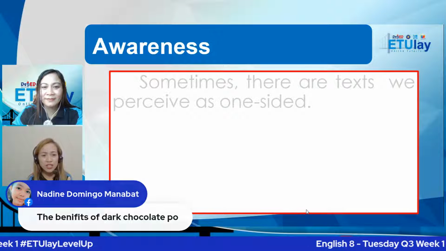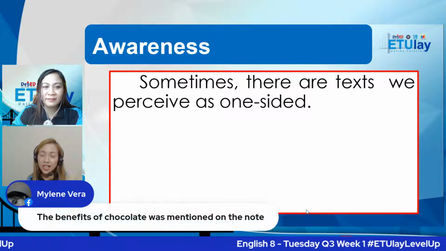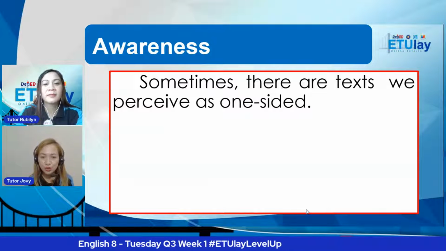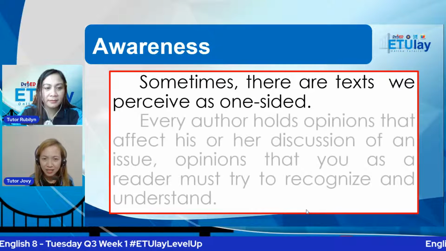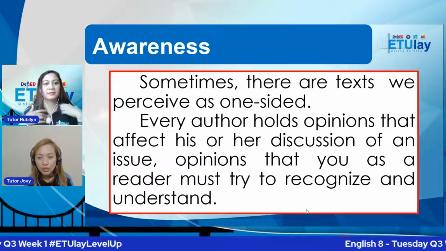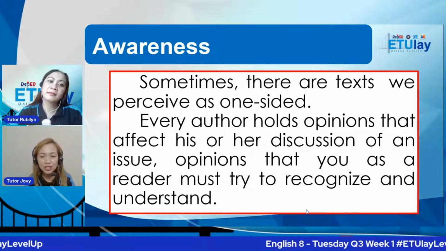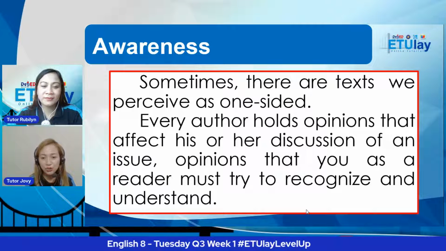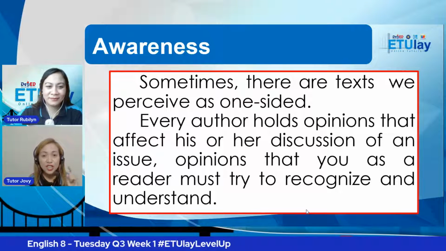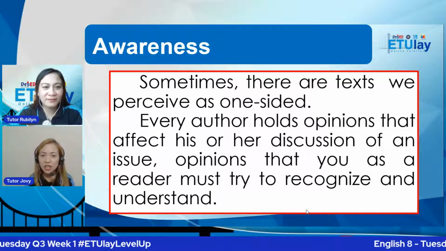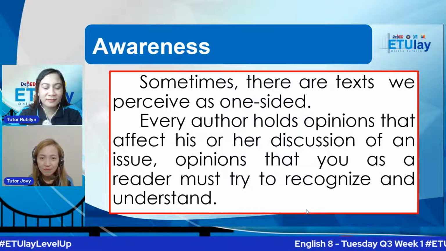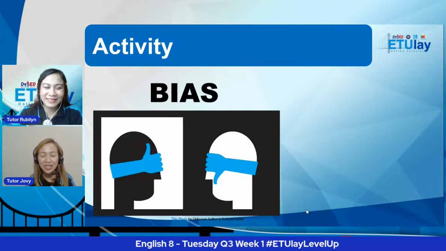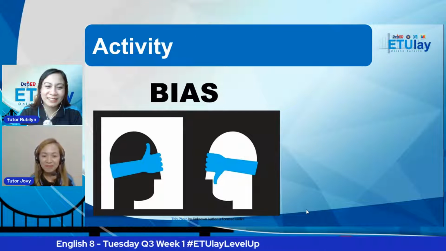So, cuties, sometimes, just like the article shared by John, there are texts we perceive as one-sided. Every author holds opinions that affect his or her discussion of an issue, opinions that you as a reader must try to recognize and understand. That's why our goal today is to examine biases made by the author. So what is a bias?